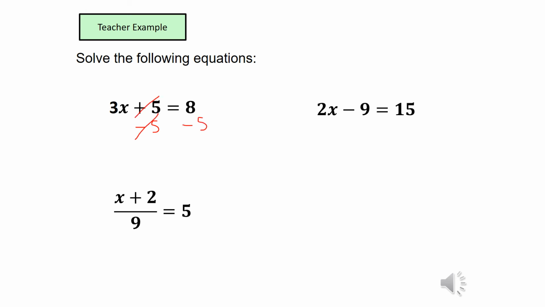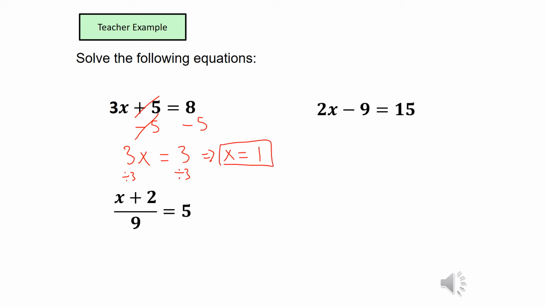So these two cancel. So you're left over with 3x equals 8 minus 5, which is 3. Now 3x equals 3. Remember, 3 lots of x means times, so we need to divide by 3 on both sides. So you're left over with x equals 1.